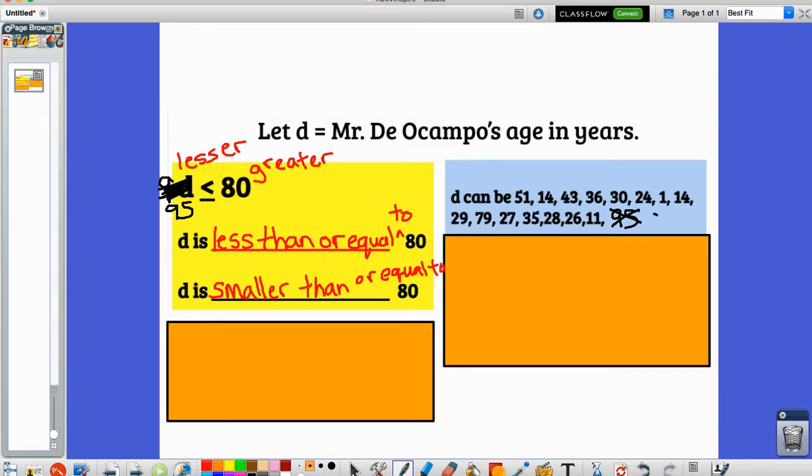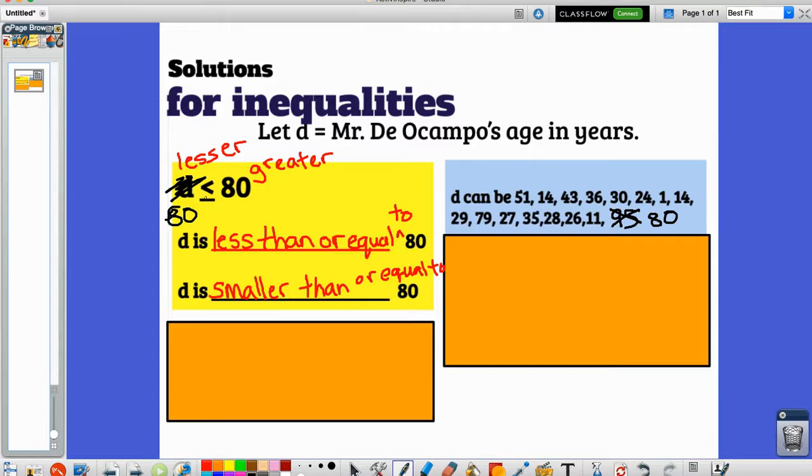What about 80? Would 80 work? Let's try it. Let's take that D and replace it with 80. Is 80 less than or equal to 80? You would say yes, because see that equal sign? 80 is equal to 80. Now we know that 80 is not less than 80, but we know that 80 is equal to 80. So 80 would work for the letter D.